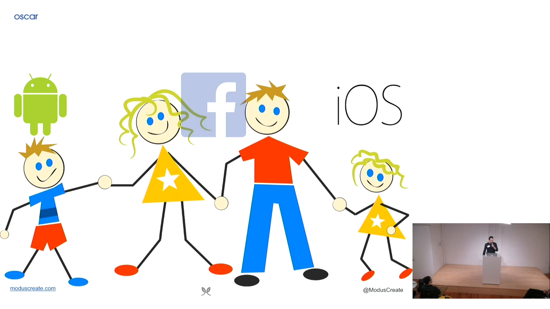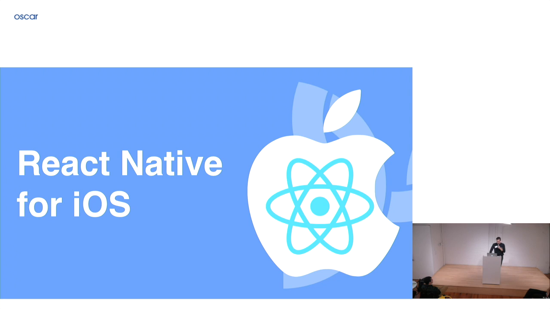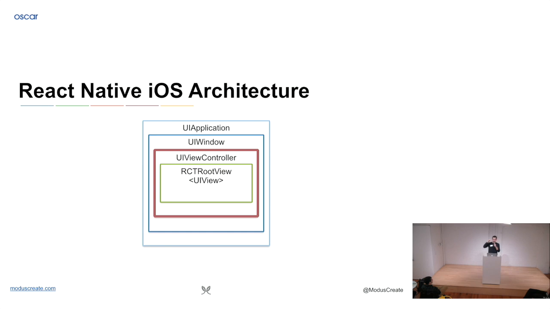iOS came first, naturally, and then Android came later. But the Android functionality is an extension of the architecture that they built for iOS. So I'm going to get into it a little bit. Here's how React Native for iOS is structured. You have your UI application, UI window, UI view controller. These are all common iOS. Anyone who's done Objective-C knows these are the basic parts of a basic iOS application. And then you have an RCT root view, which is just an extension of a UI view. So that's your standard React Native iOS application.